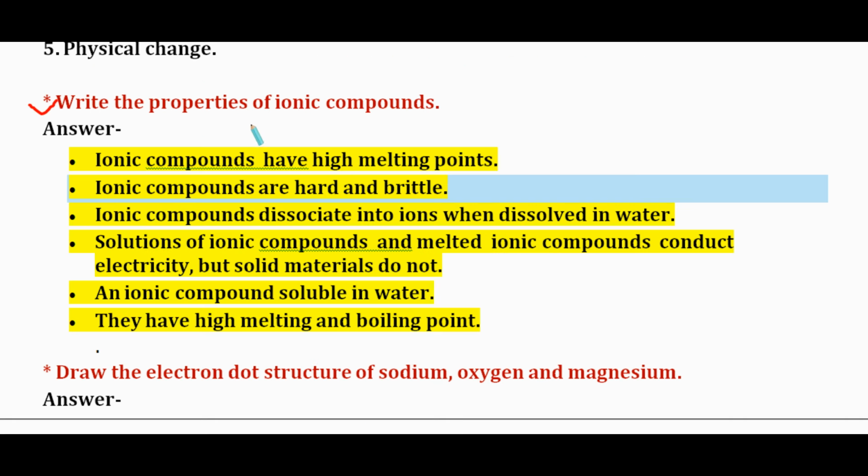Now the next question, write the properties of ionic compounds. Ionic compounds have high melting points. Ionic compounds are hard and brittle. Ionic compounds dissociate into ions when dissolved in water. Solutions of ionic compounds and melted ionic compounds conduct electricity, but solid materials do not. Ionic compounds are soluble in water, and they have high melting and boiling points.